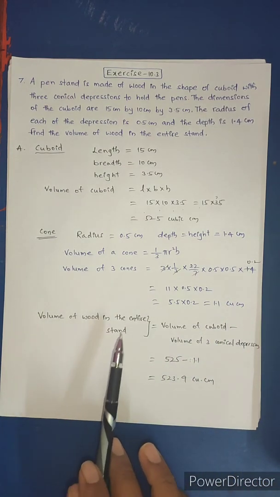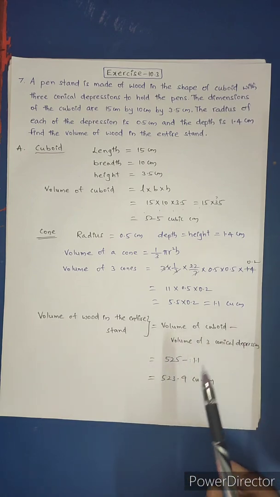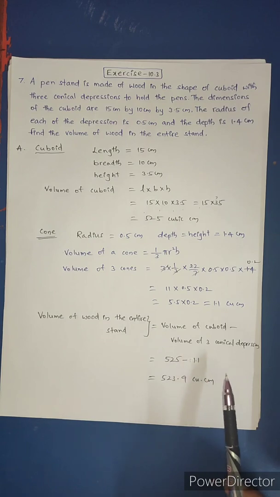Now the volume of wood in the entire stand is equal to the total volume of the cuboid minus the volume of 3 conical depressions. 525 minus 1.1, that is 523.9 cubic centimeter. I hope you understood all problems.